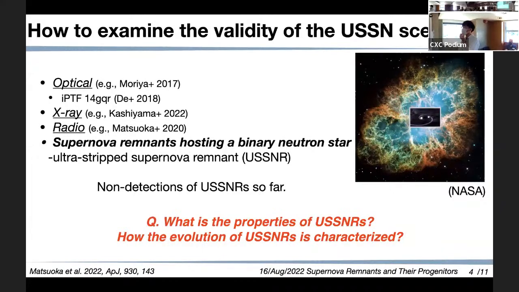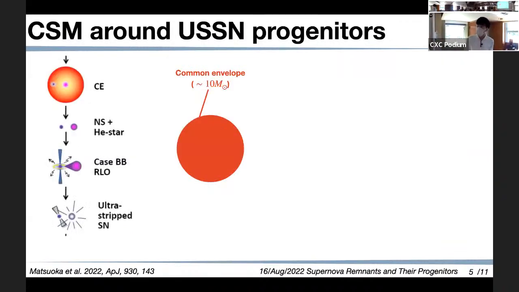So we need to know what the properties of a USSNR are and how the evolution of such an object is characterized. One key physical process is the circumstellar medium, CSM, around USSN progenitors. Actually, the binary system experiences two kinds of binary interactions, so there should be a peculiar CSM around the progenitors.